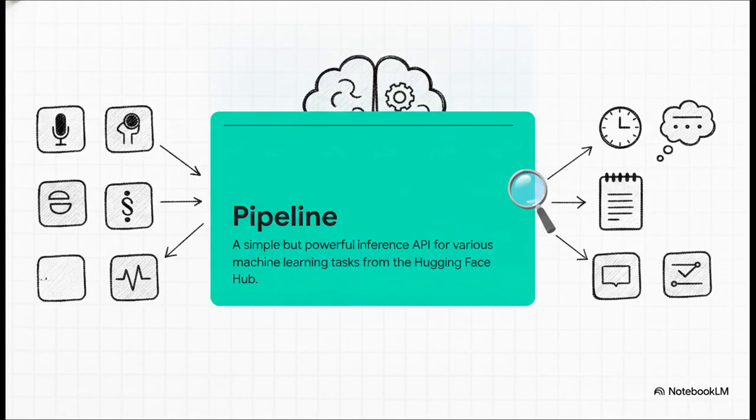Whether you're doing automatic speech recognition and need to throw some timestamps onto your meeting notes, or you're generating text from scratch, you just pass your data into this generic pipeline class or a task-specific one, and the API totally handles the heavy lifting for you.